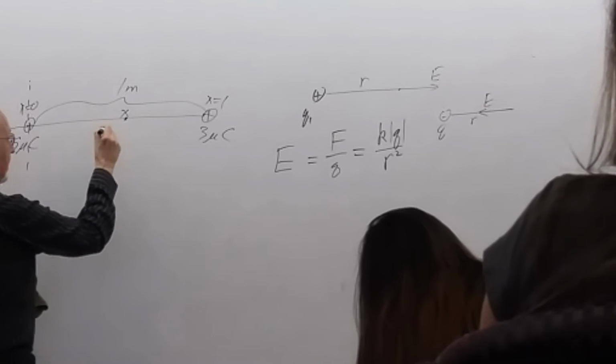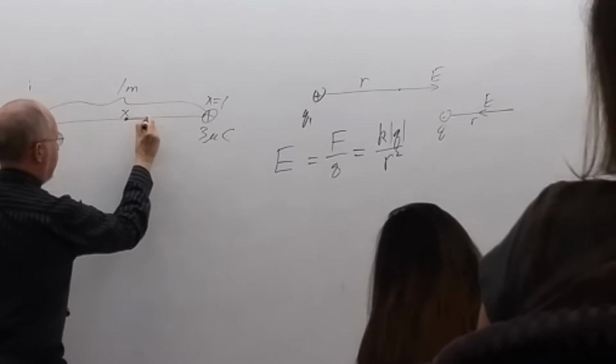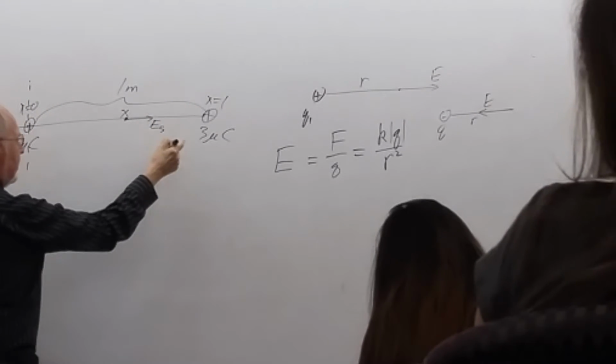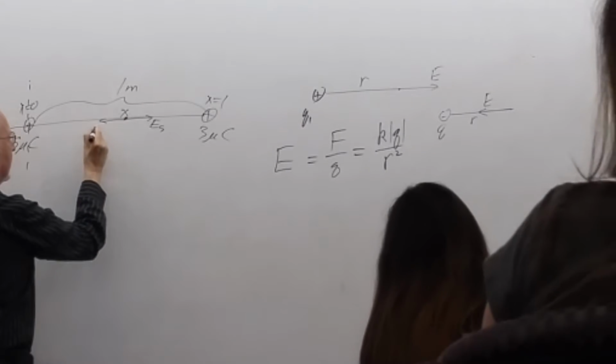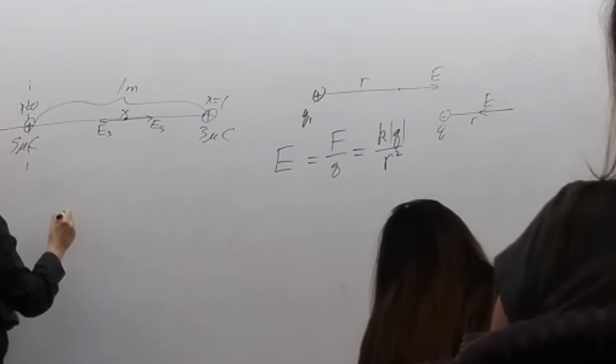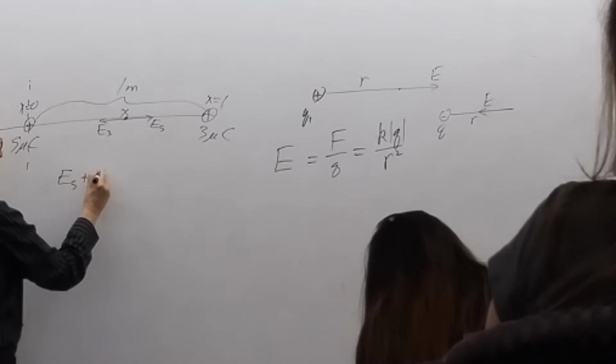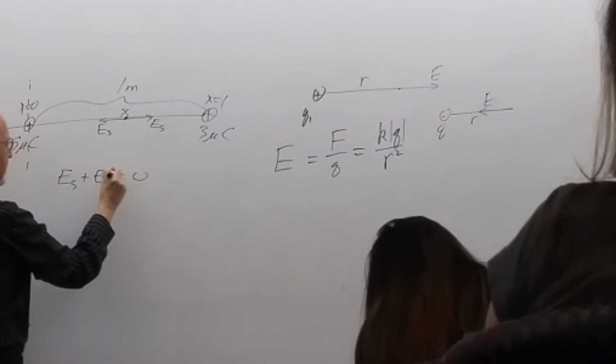And if that's going to equal 0, then the electric field due to this positive 5 would be pointing to the right, and due to the positive 3 would be going to the left. And so vectorially, the E5 plus the E3 is going to equal 0.